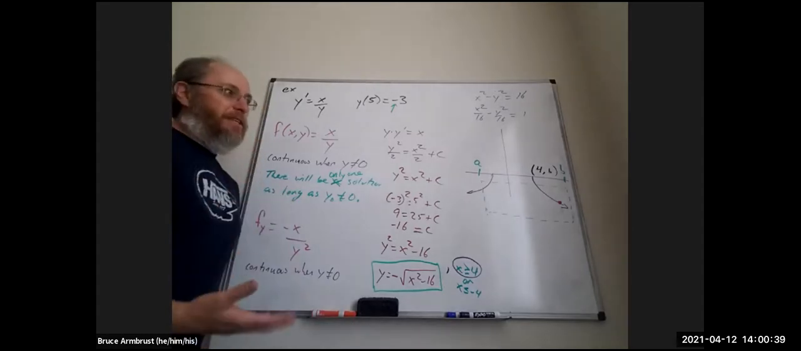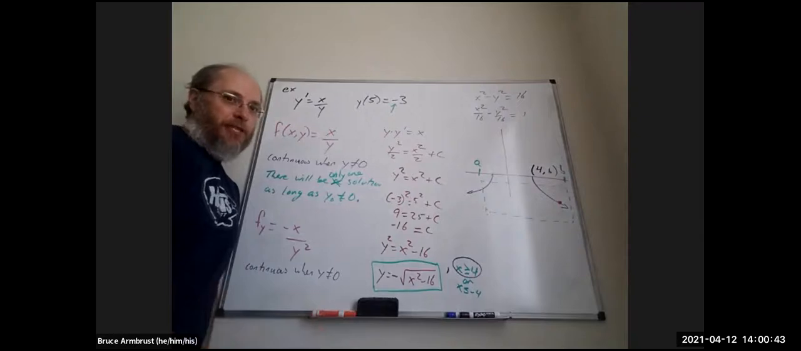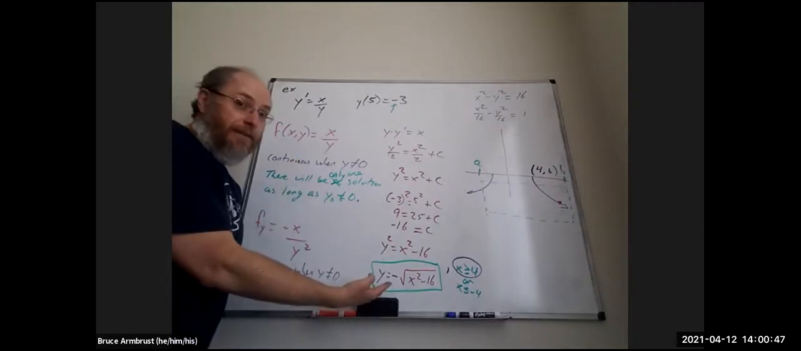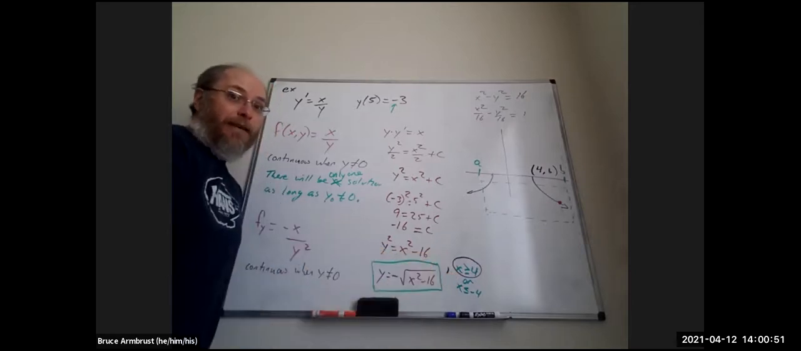Hopefully you're still seeing the whole point of this. We knew there was going to be a solution and we knew there was going to be only one solution. And we found it. There were definitely restrictions on where it is. But if all we're concerned about is whether there is a solution, oh yeah, we're guaranteed, as long as y wasn't equal to 0.